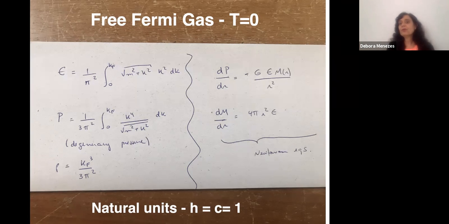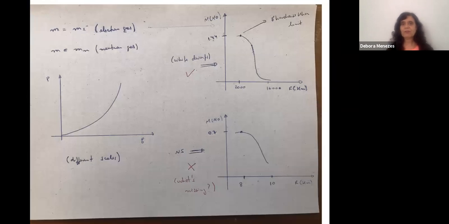Those are just simple Newtonian equations that give us solutions for the pressure and the mass of this gas. Notice that I'm always using natural units. I've written h equals c equals 1, but G, the gravitational constant, is also equal to 1. And once we do this calculation, we obtain something like that. So let's assume first that the mass is the electron mass.